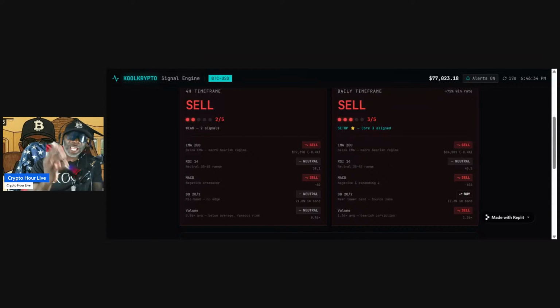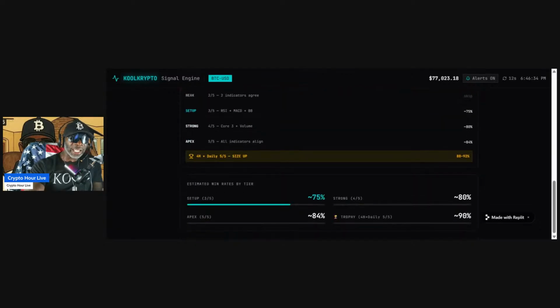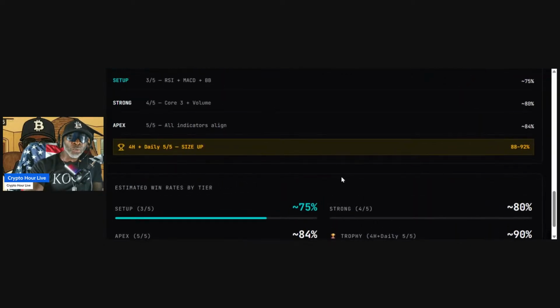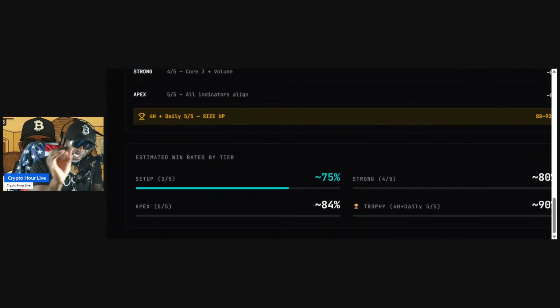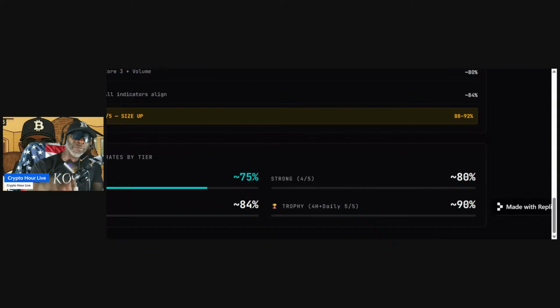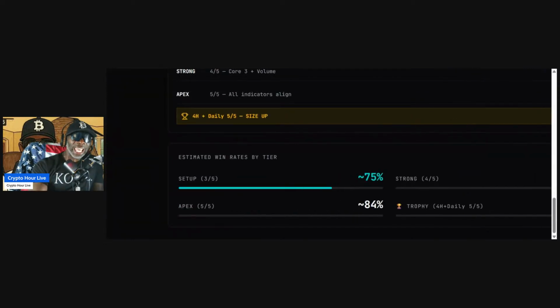4 of them flash, I get a sell. 5 of 5 flash, I get a sell. Now the difference is, what I had the AI do was tell me what the accuracy is. If 3 of these indicators flash, my trade is a 75% win rate. The next one, if 4 of the indicators align, I get an 80% win rate. If 5 of the indicators align, I get an 84% win rate.